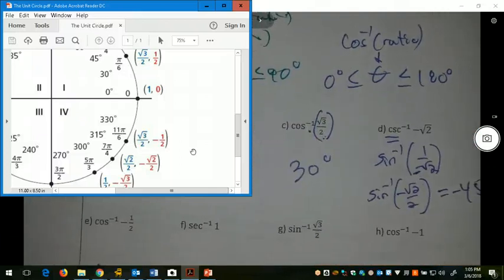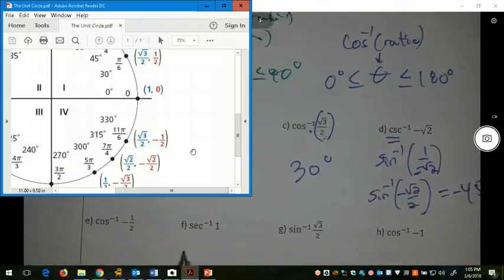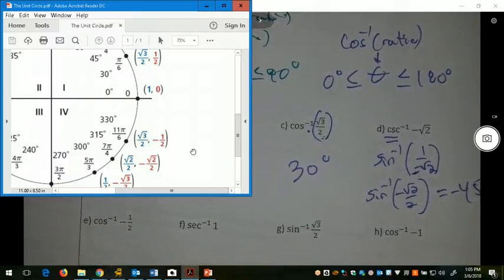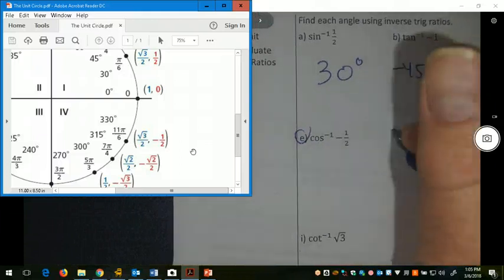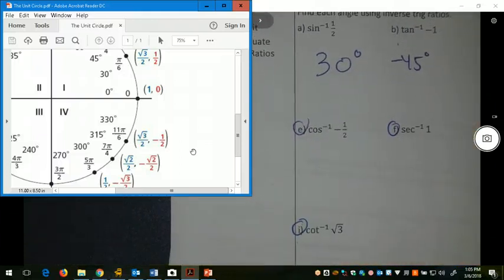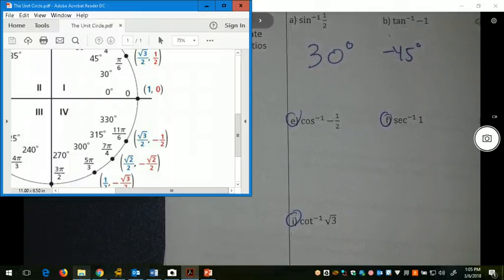Try this for letters E, F, and I. See if you can find where those are.